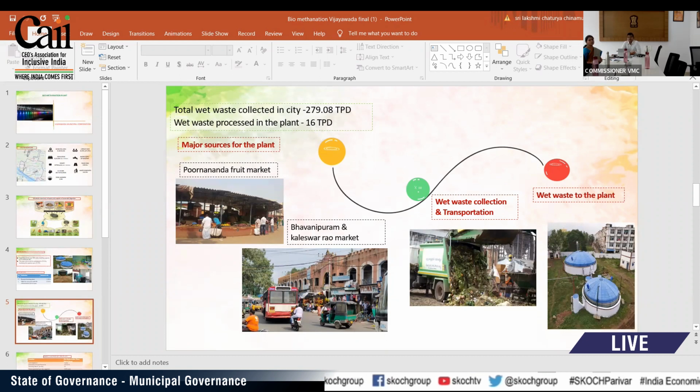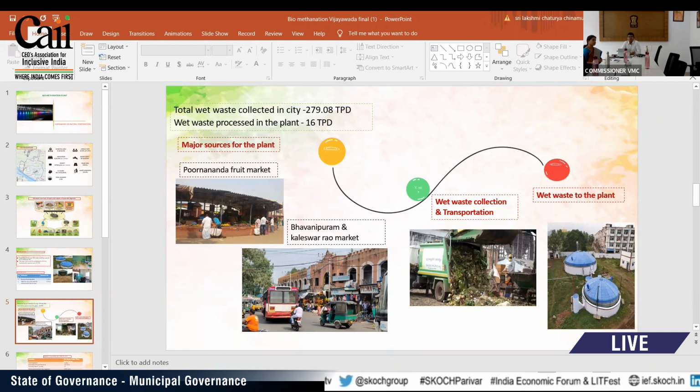And 2 more markets to the biomethanization plant. The mechanism of transportation is also fixed. We are having compactors wherein this waste, the fruit waste or the vegetable waste, is put into the compactor bins by the concerned association. As in case of Raitu Bazars, it is the Raitu Bazar Association. In case of Fruit Market, it is the Fruit Market Association.